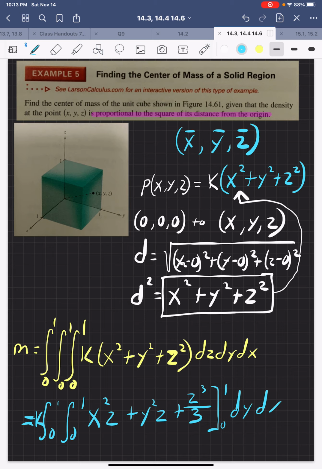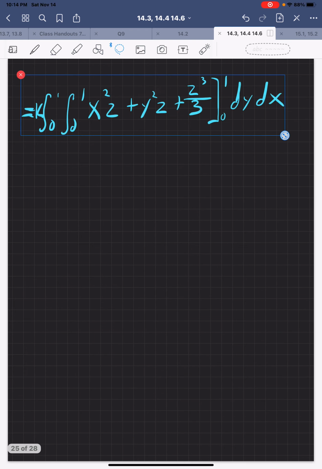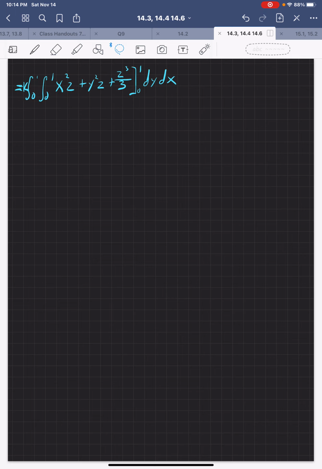So we still have 2 more rounds of integration to go, but we have to back substitute first. You would plug in the 1 and the 0, but obviously, if you plug 0 in for z, that's just going to zero everything out. So really, it's just a matter of plugging in 1 for z. So what does that give us? Well, that just gives us x squared plus y squared plus 1/3.